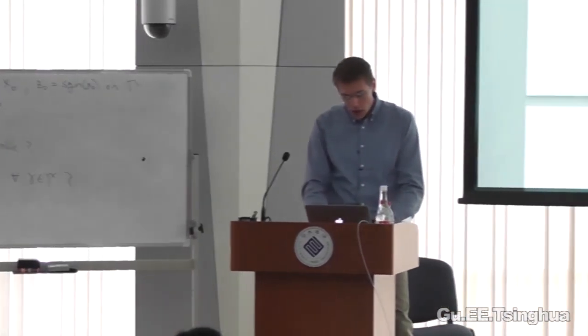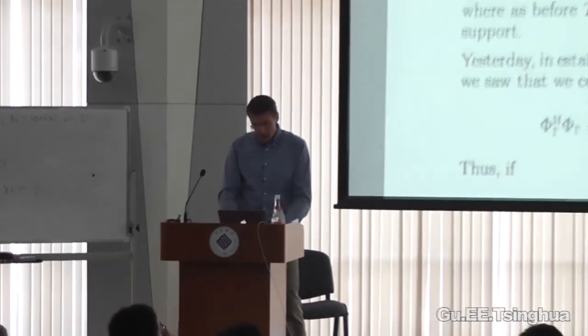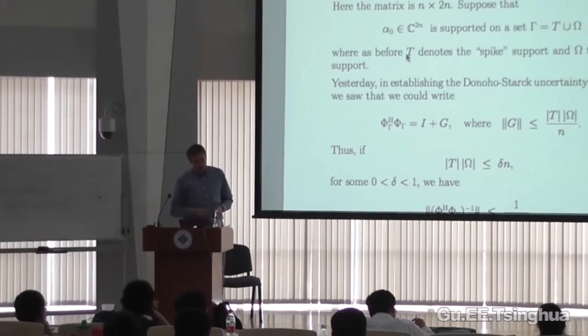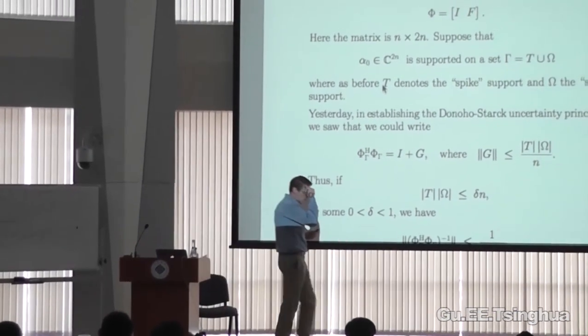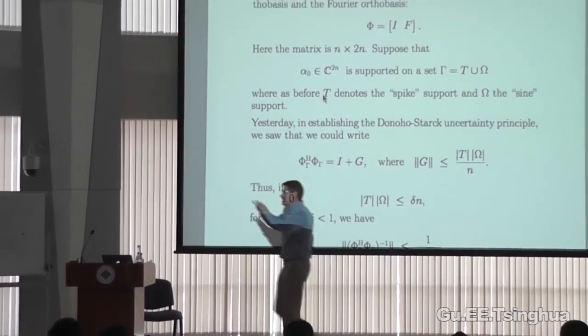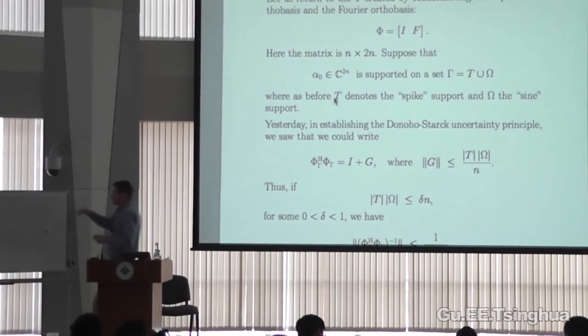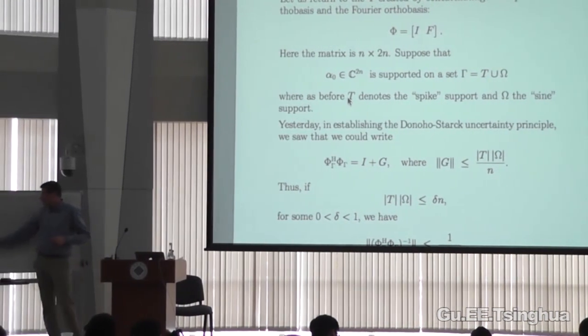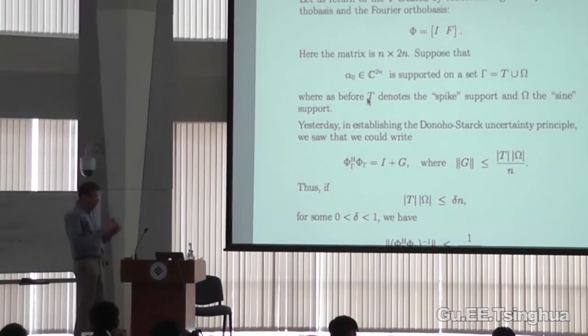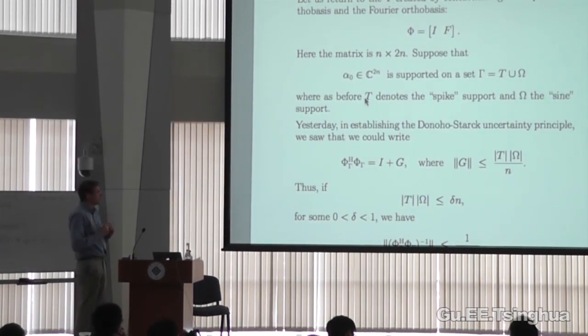Here's what we're going to do. We're going to return to our spikes and sines dictionary. Why are we going to do this? Because we put in a lot of effort yesterday looking at the uncertainty principle for these things, and it's going to tell us a lot about whether or not this is true. The calculations will be very simple given that the uncertainty principle is true.